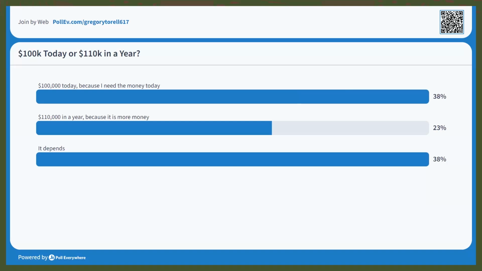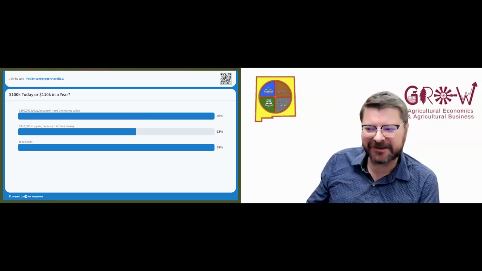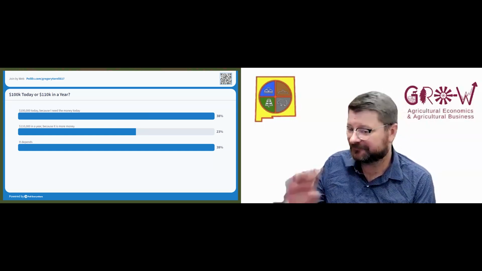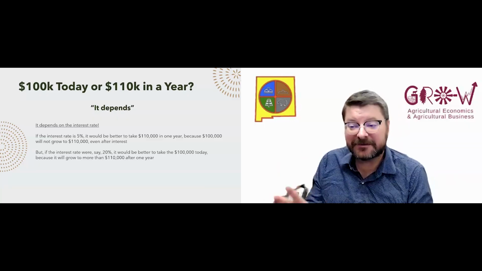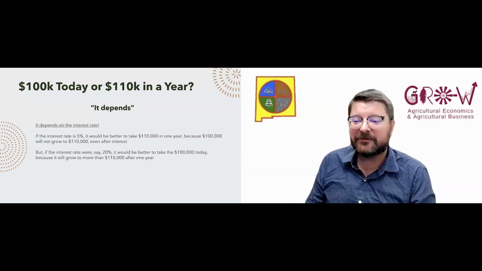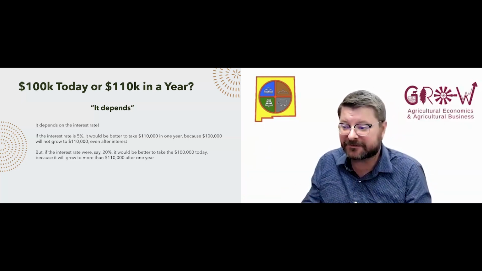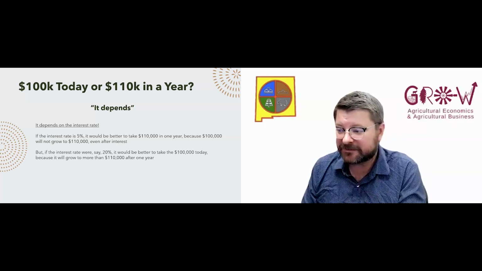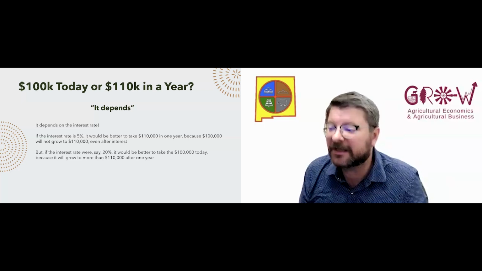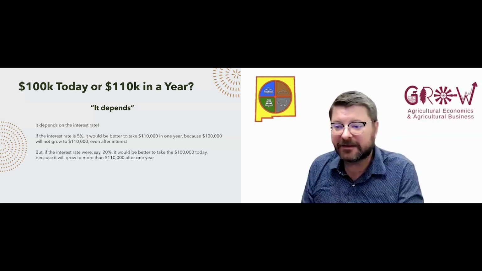Okay. Now these are some pretty interesting results. Kind of a neat split here in some sense. So here is my answer. Although there are certain circumstances where this could be different, but it depends. That would be my answer. And it depends on the interest rate. So for example, if the interest rate was 5%, it would be better to take the $110,000 in a year because $100,000 will not grow to $110,000 even after the interest.